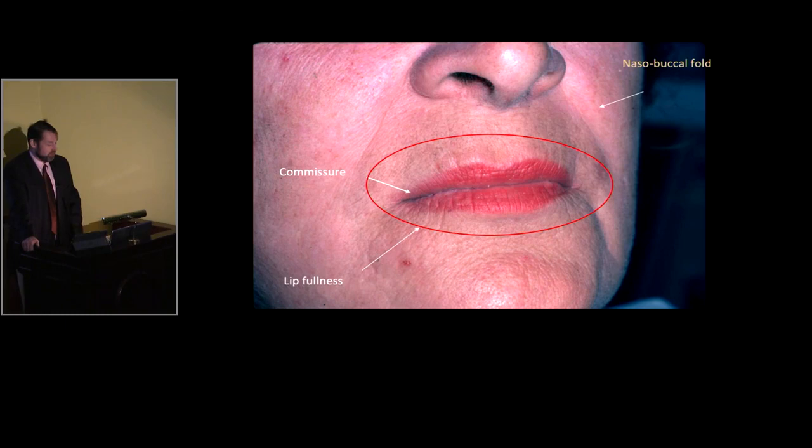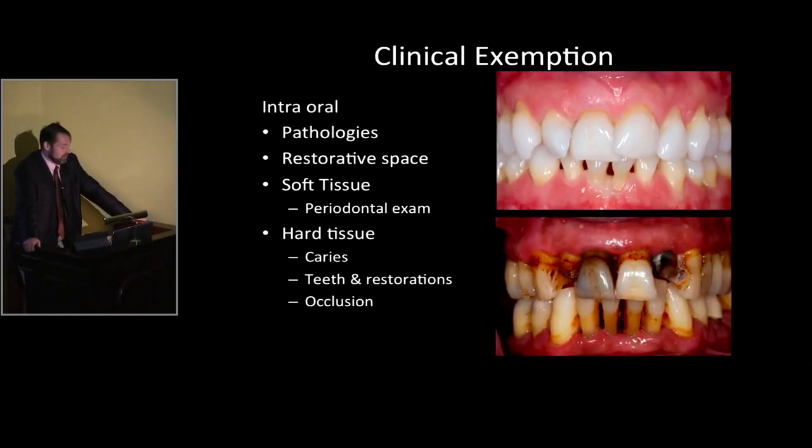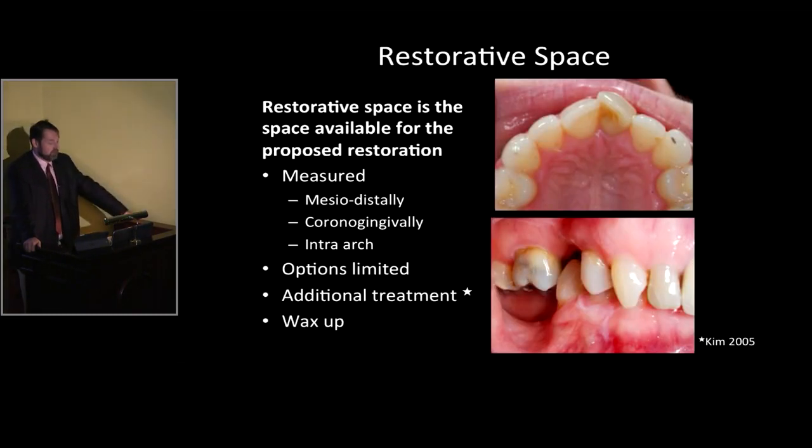When we look intraorally, we look for pathologies. But the important things from a restorative point of view are the concept of restorative space, their soft tissue, and the hard tissue exam. If you're not aware of what restorative space is, it's the space available for the proposed restoration. And it's measured mesiodistally, coronogingivally, and intra-arch.